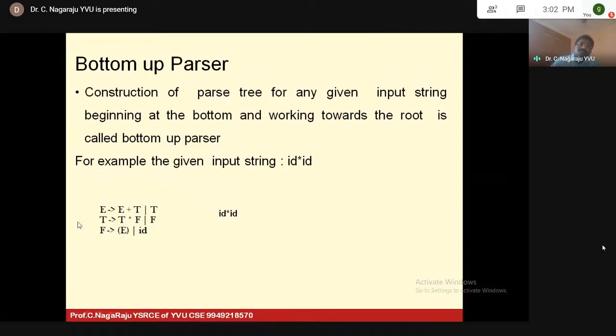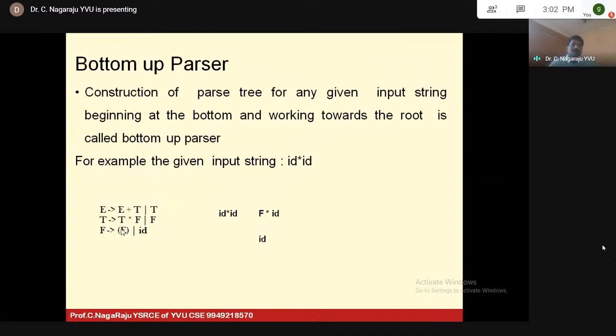For example, you see that it is a context-free grammar, and suppose the string I have taken is id star id. In the bottom-up parser, first we start at the leaf nodes. Here the leaf node is id, so id is replaced with its parent node F.